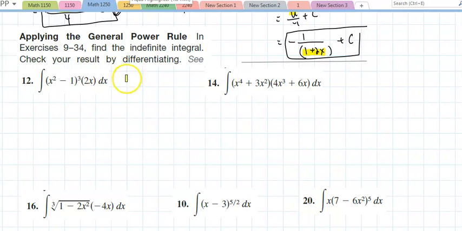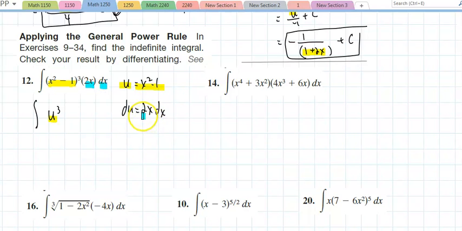What should I let u equal? The inside of a power function. Here we want to solve. I should let u equal x squared minus 1. And if I take a derivative, that will be 2x. And instead of writing du dx and cross multiplying, I'm just going to write it this way. And I'll check. This is my u cubed. Again, that's my substitution. And do you notice that 2x dx is actually du?